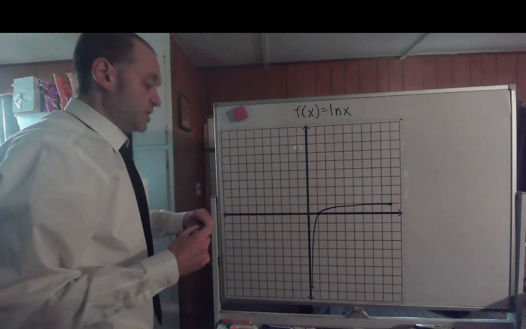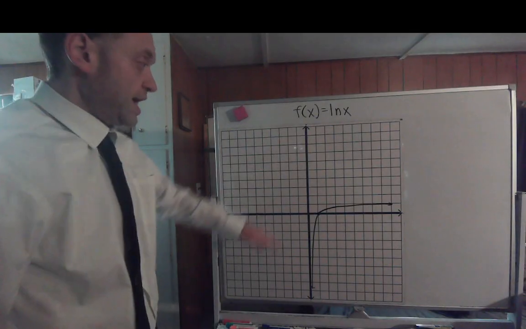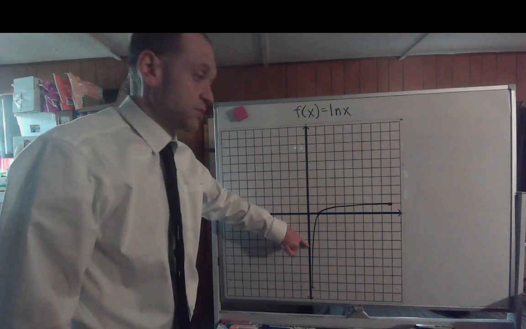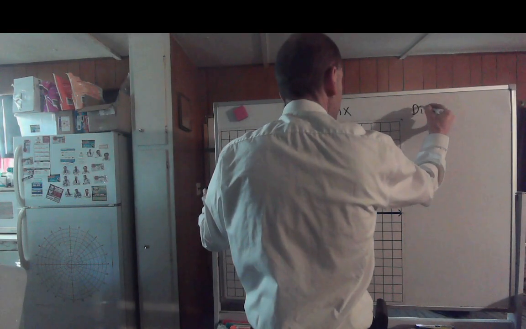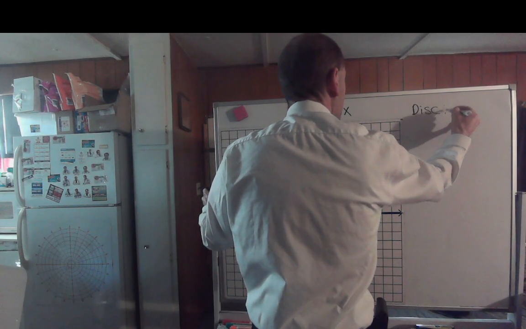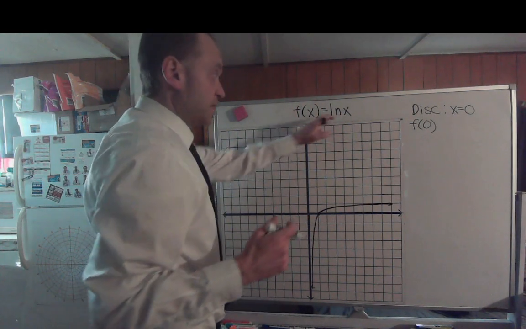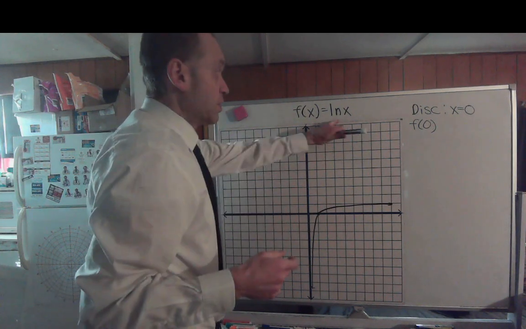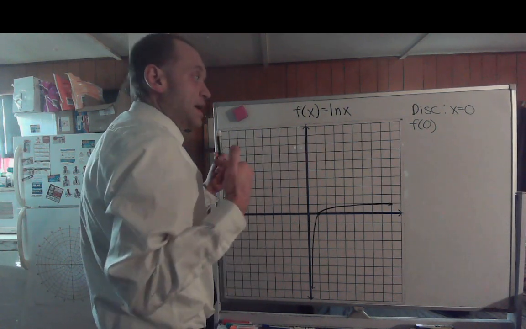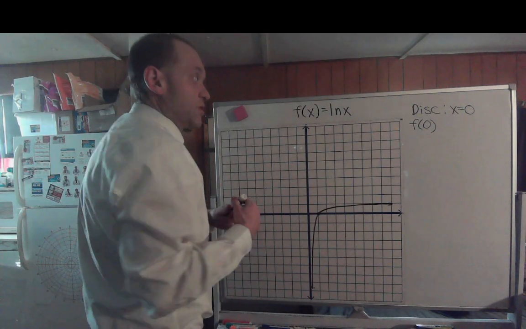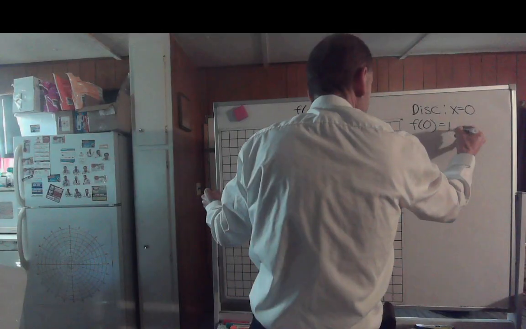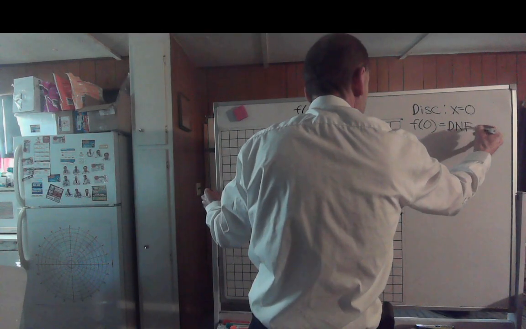Well, what do we notice here? We have a vertical asymptote at x equals 0. So your discontinuity is going to be at x equals 0. In fact, we cannot define f of 0 because the logarithmic function in general, whether it's base e or any other base, is not defined for any values less than or equal to 0. So f of 0 in this case does not exist.